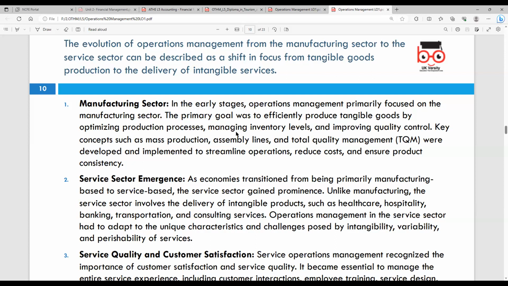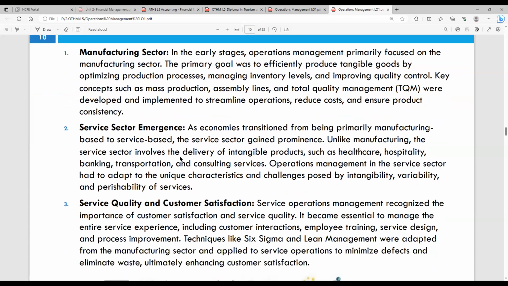the materials, the inventory, and improving the quality control, improving the quality circle, improving the products on assembly lines, and the concepts developed like total quality management, to make sure that the costs are streamlined, making sure that the costs are reduced, making sure that the product comes out efficiently in the minimum time. So the main focus was the manufacturing sector. Then it evolved into the service sector.